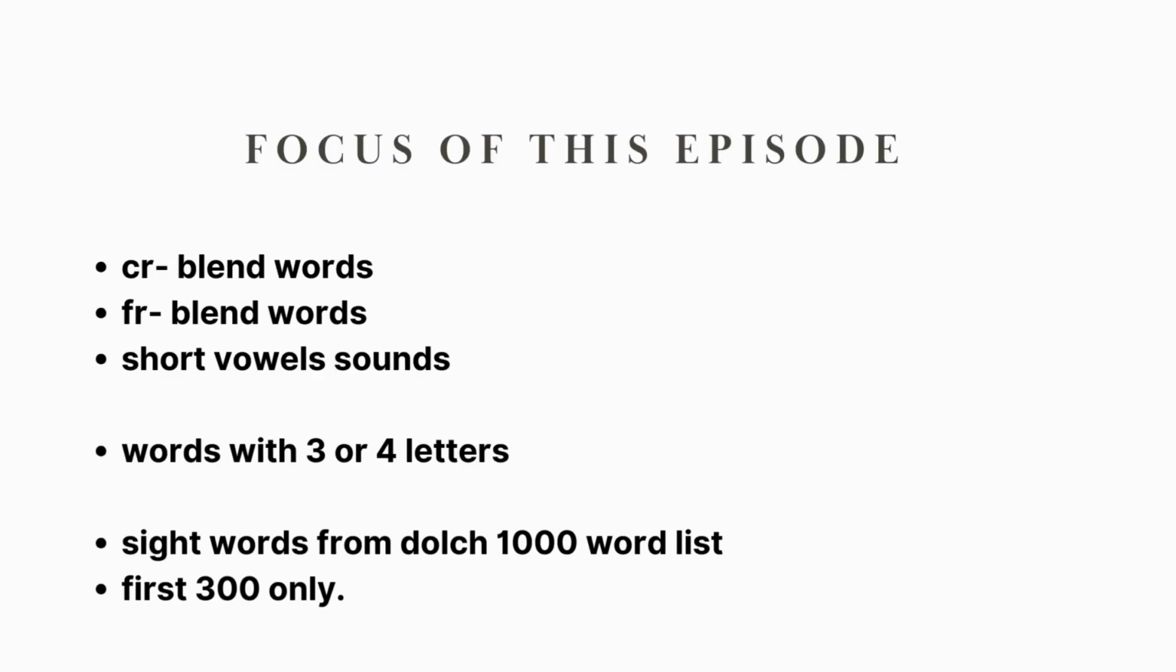Okay? The focus of this episode were the CR and the FR consonant blends. They had short vowel sounds, right? We only had 3 or 4 letters. And we had the sight words from the Dolch 1,000 word list. We only used the sight words that were from the first 300 words to keep it very simple and predictable for young readers.